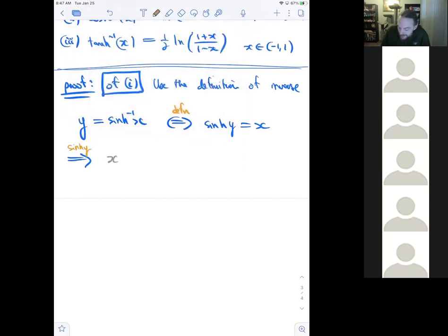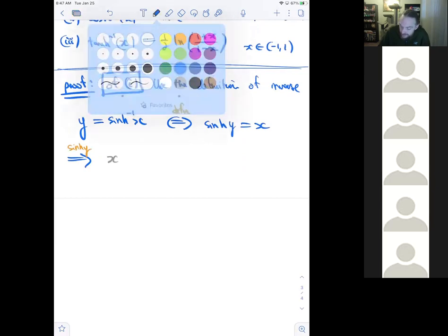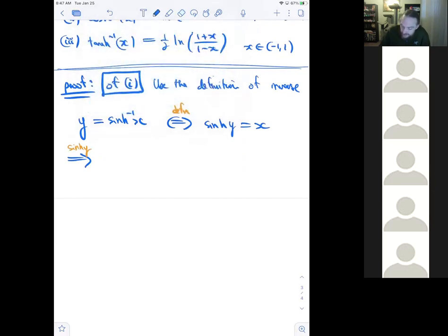This says that x is equal to e to the y minus e to the negative y over 2. This is just our definition. And that, of course, we can write as 2x equals e to the y minus e to the negative y.